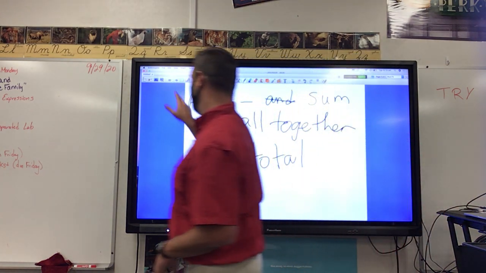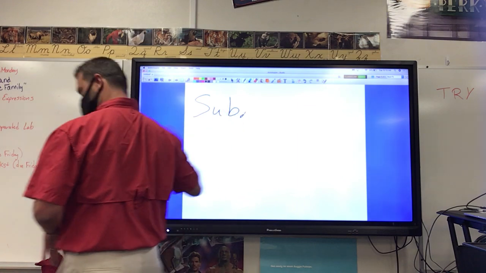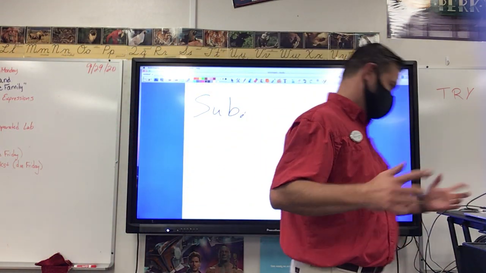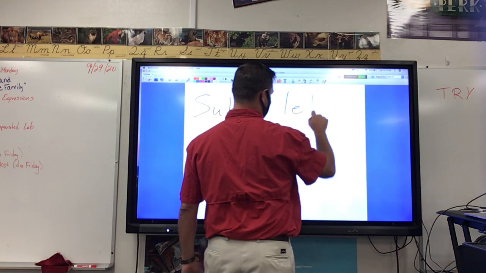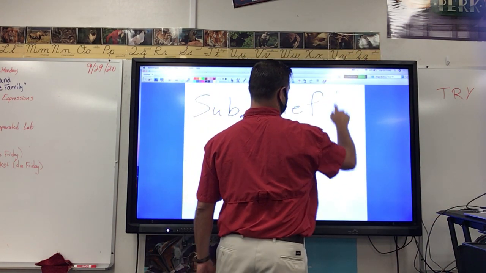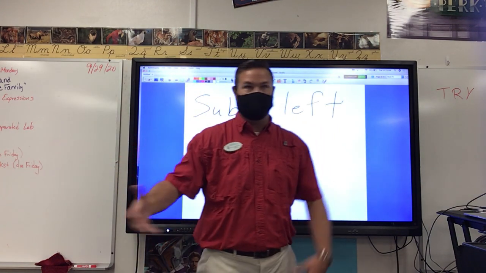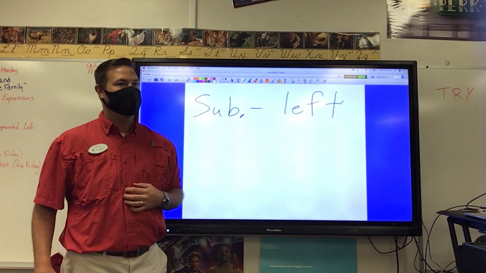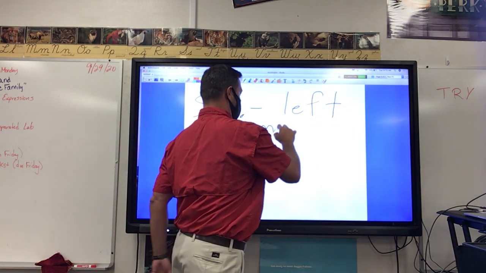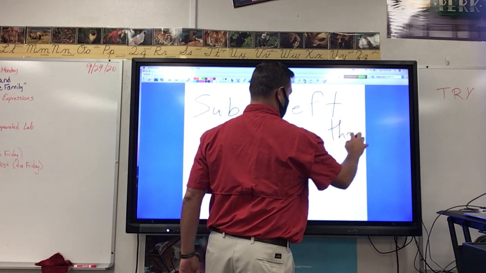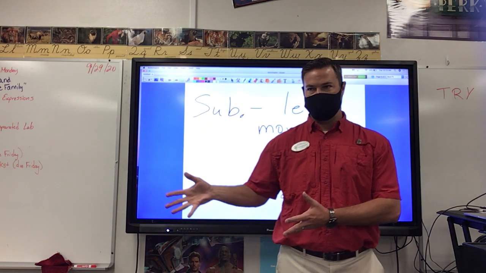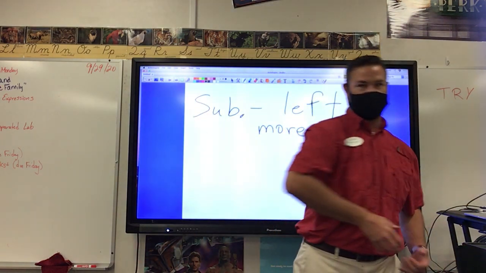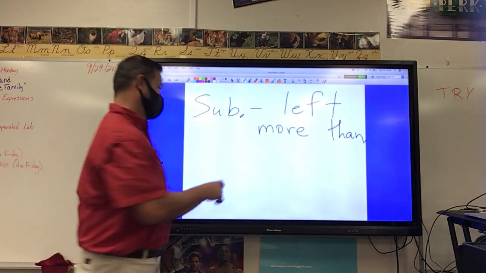How do I figure out if it's subtracting? What were some of my key words? How many is left? Right? I had 6 dogs and 2 of them died. How many do I have left? Okay. What else? More than. Right? These go together. I have 6 dogs and 2 cats. How many more dogs do I have than cats? Difference.